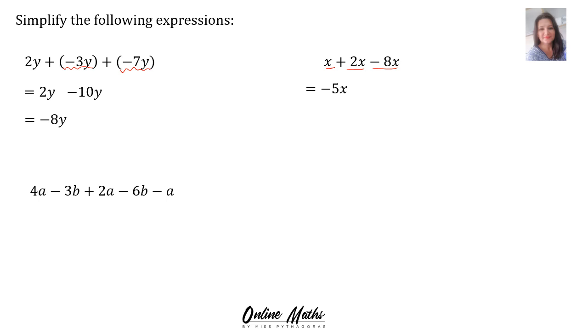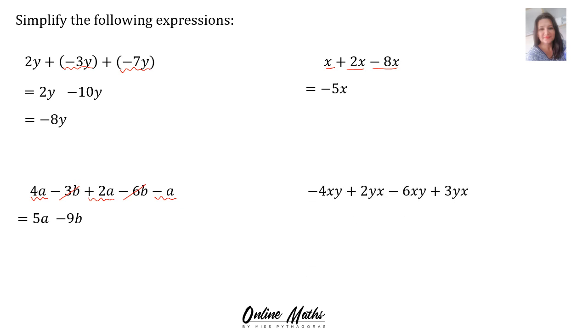On this example, we have a problem. Now suddenly there are A's and B's, so we can only add when they are like terms. That means you can only add all the A's and all the B's. So we start with A. 4A plus 2A is 6A, minus A is 5A, and now all the B's, they are like terms. -3B, -6B, -9B. And that's where you stop, because you cannot add 5A and -9B because they are not like terms.